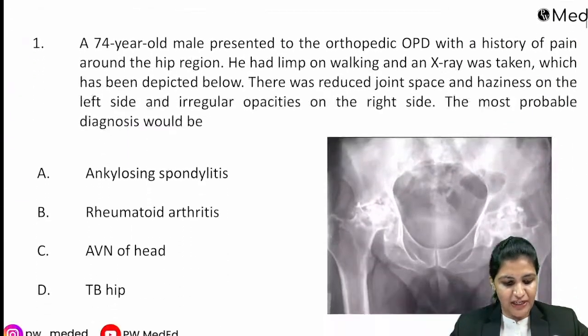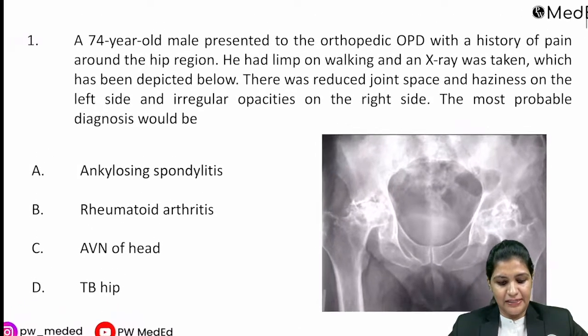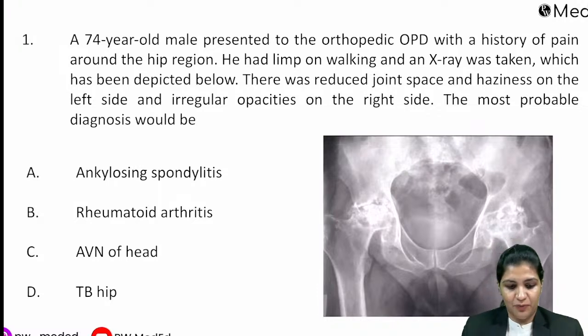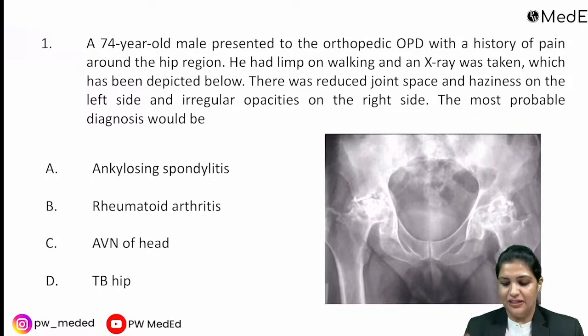So the first question here is on your screen. This is an image based question. Let's read the question. A 74-year-old male presented to the orthopedic OPD with a history of pain around the hip joint, and he had a limp on walking, and an x-ray was taken for that limp, which is as shown below.